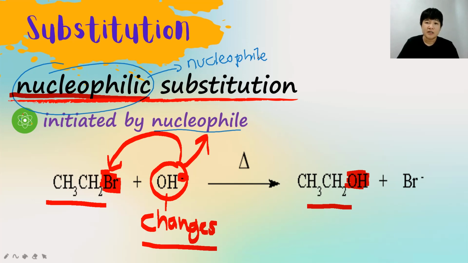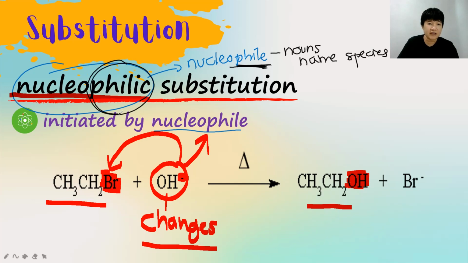Alright, simple. What makes phile and philic different? Phile is the noun, or the name for the species. Philic over here, as in nucleophilic substitution.